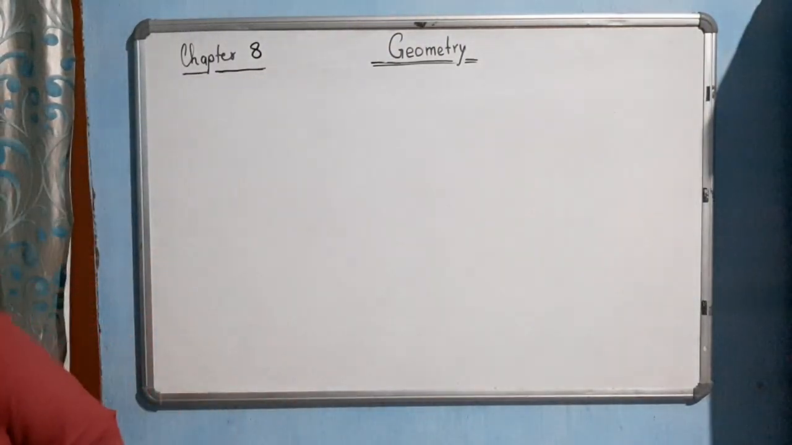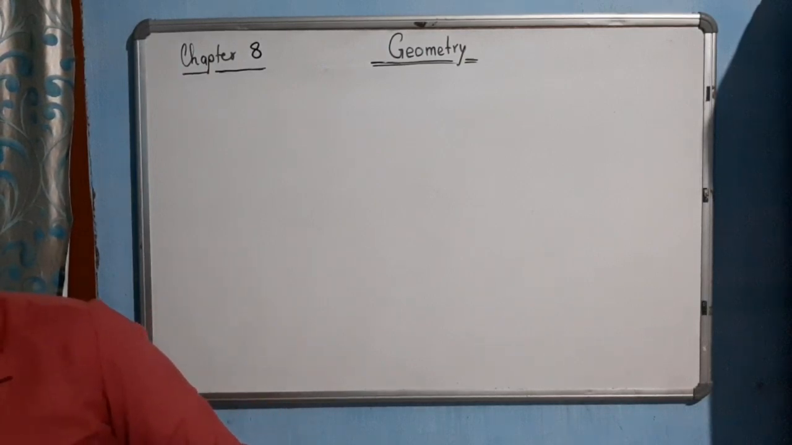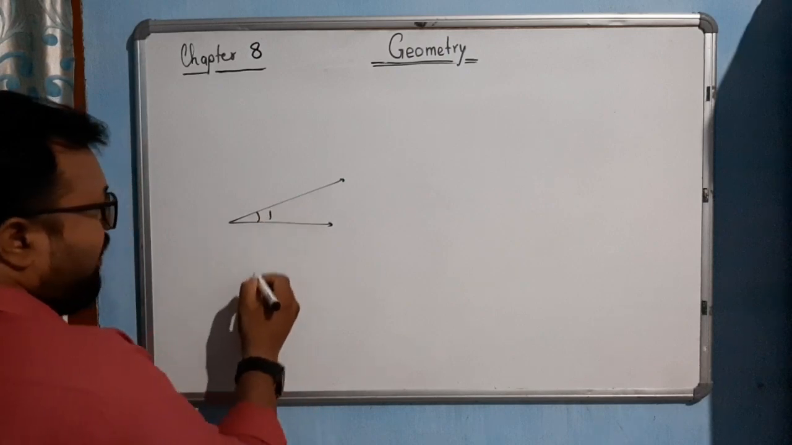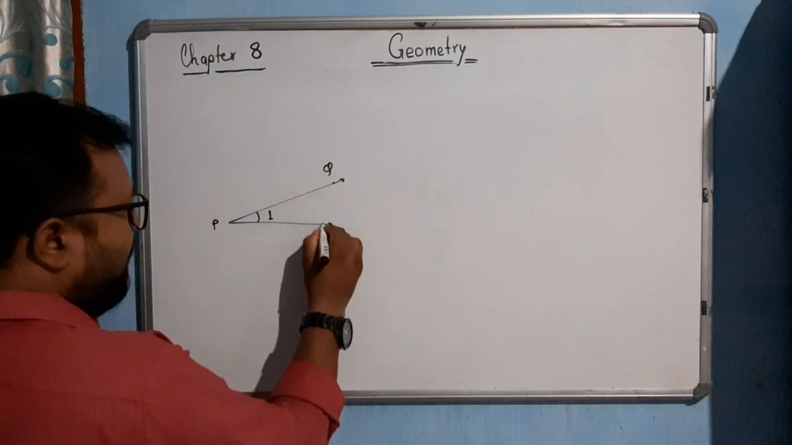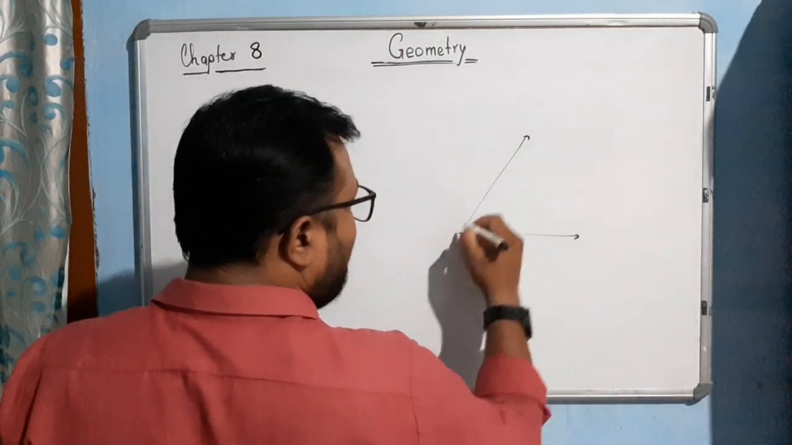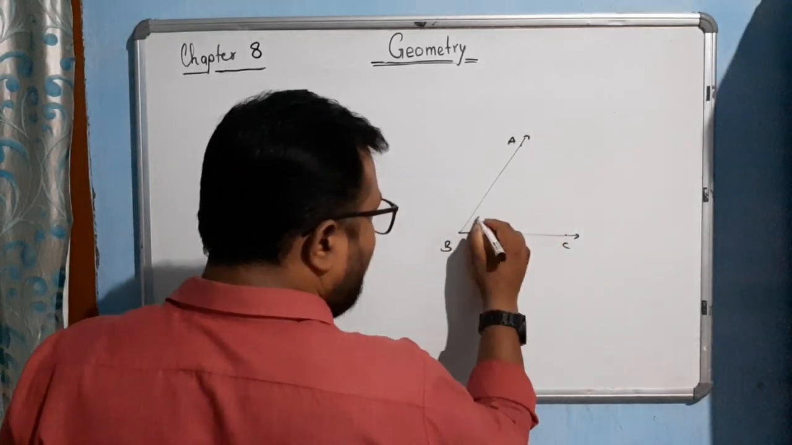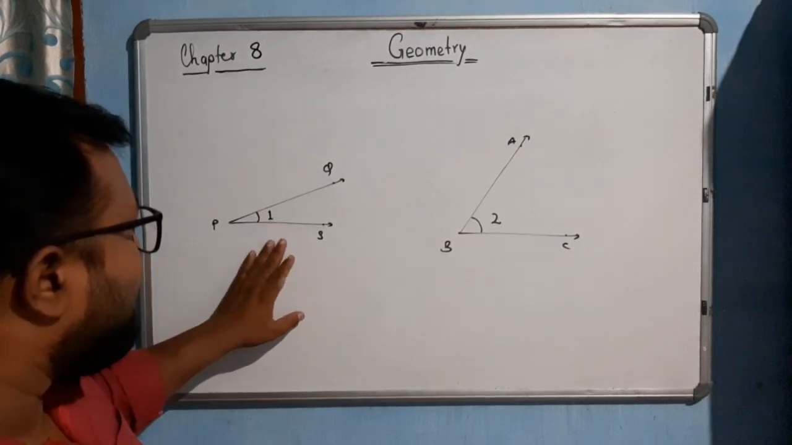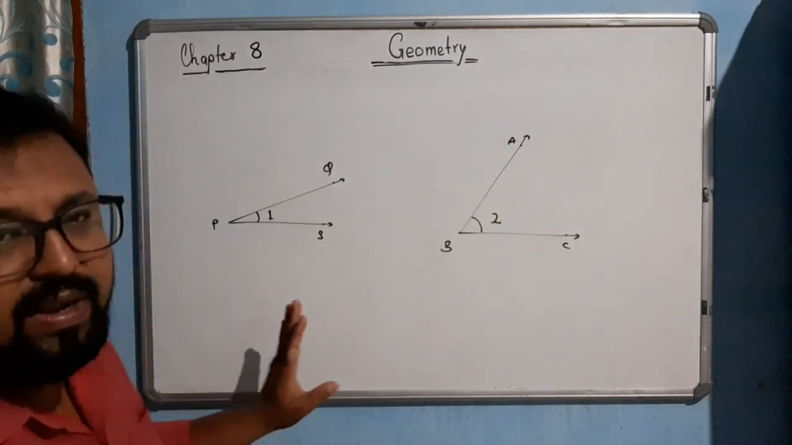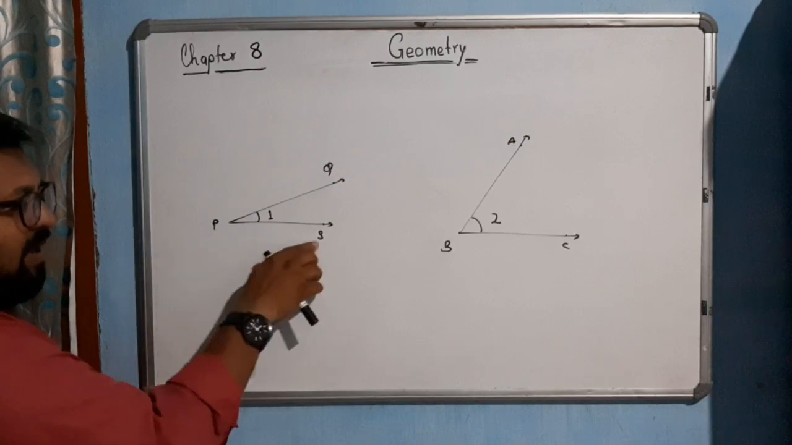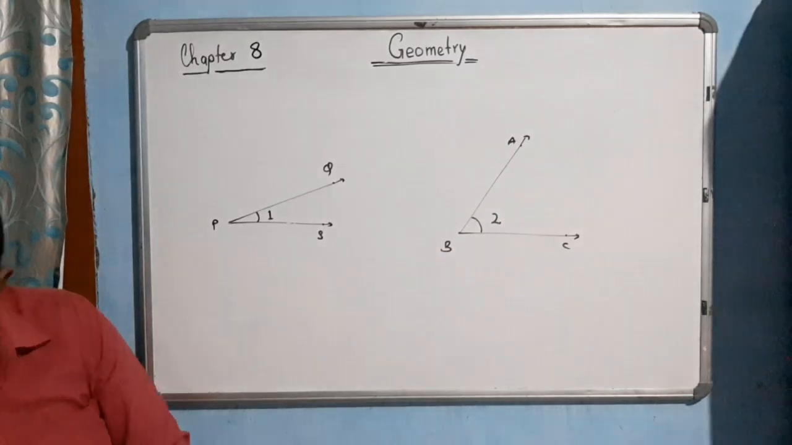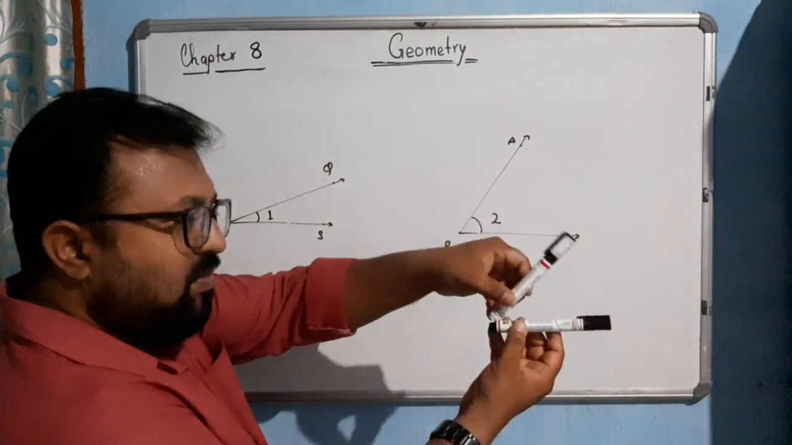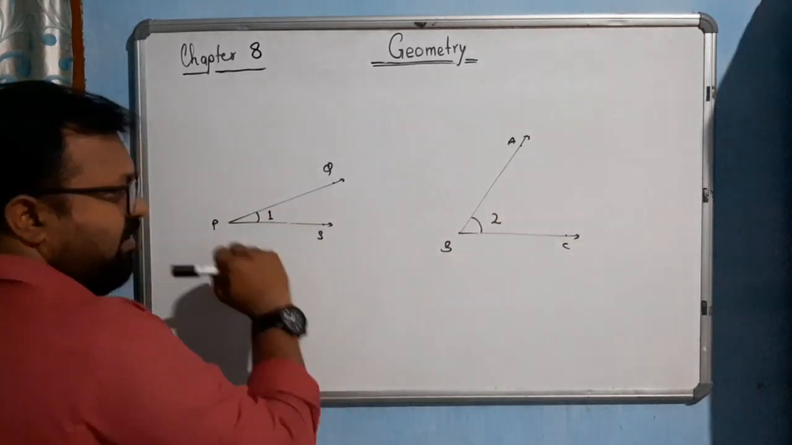Now come to the next topic. The next topic is comparison of angles. Simply, if we see this angle 1, PQS, and this one, suppose ABC, angle 2. By looking at these two figures, we can clearly say that the arms of these two angles and the separation between the arms are different. In this case, the separation is less. The arms PS and PQ are less separated, compared to AB and AC. The separation is more here. So the measure of this angle is greater than this one. This is the simple comparison.